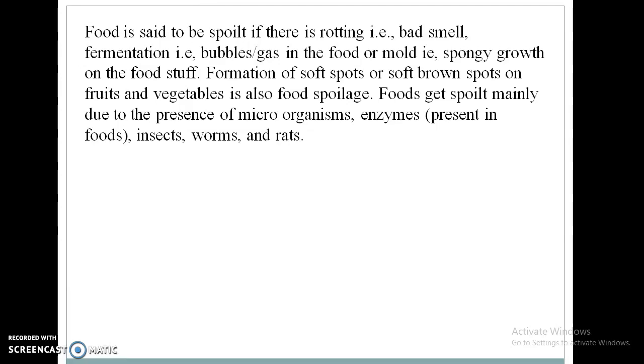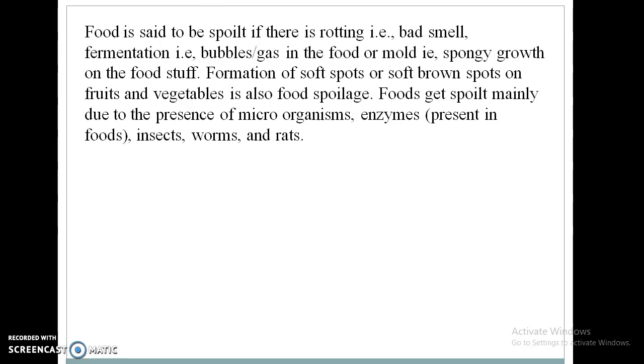texture has occurred. Okay, so when the food has a bad smell, or due to fermentation there is a formation of bubbles and gas, then if there is spongy growth due to mold, at that time that food is considered spoiled.